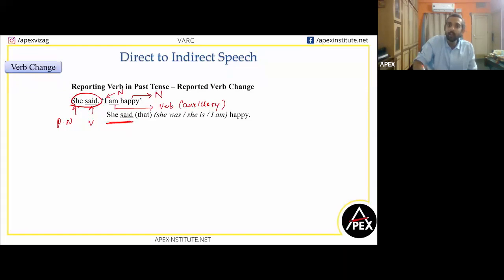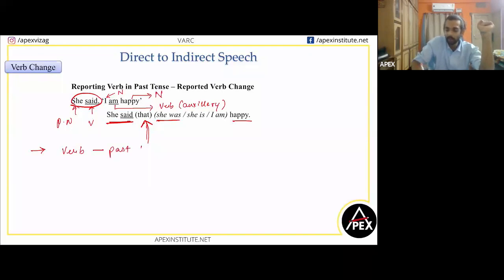Okay, what will get added? This part, that. తను ఏం చెప్పింది అన్నది మనం చెప్తున్నాం కదా, so will add she said that, yeah, she was happy. ఎందుకు? తను చెప్పినప్పుడు తను హ్యాపీగా ఉంది, but మీరు చెప్తున్నప్పుడు తను హ్యాపీగా ఉందో లేదో మీకు తెలియదు కదా, so తను అప్పుడు హ్యాపీగా ఉన్నది అని మనం చెప్పాలి.